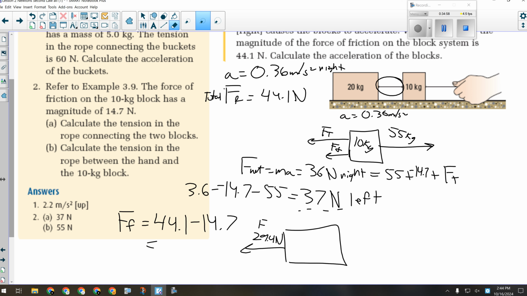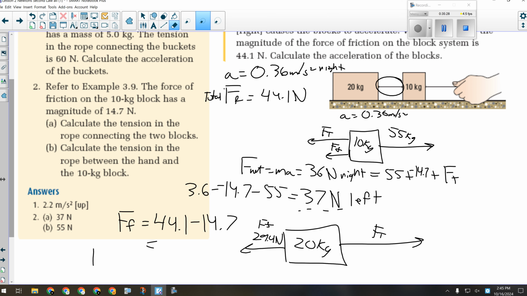Okay, so there's your force of friction, and that's the force tension. Should I get the same number doing it this way? Right? If I calculate the force tension, it should be the same number, right? It's going to be the same direction. From the 20 kilogram mass's perspective, the rope is pulling it forwards. From the 10 kilogram mass's perspective, the rope is pulling backwards.